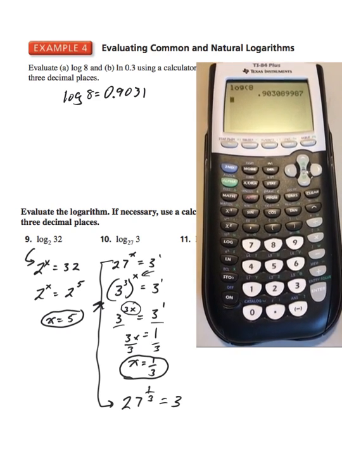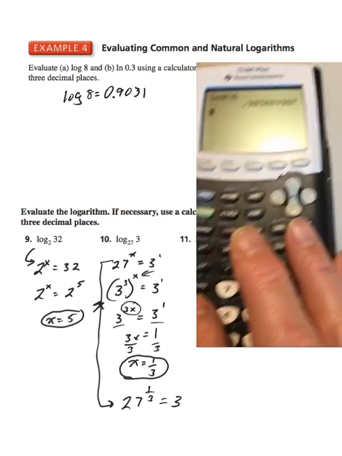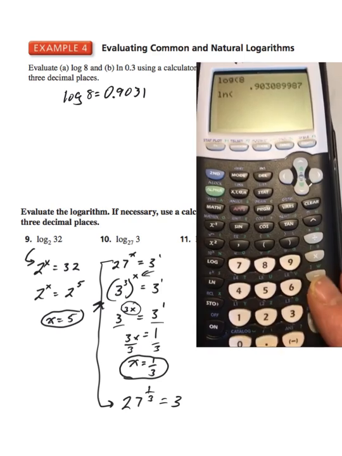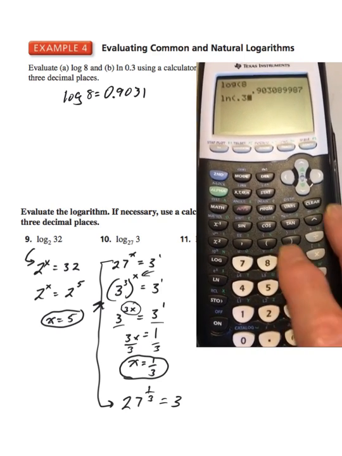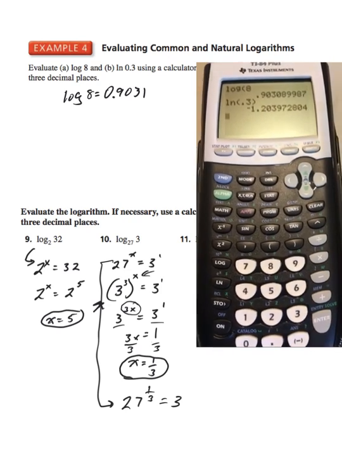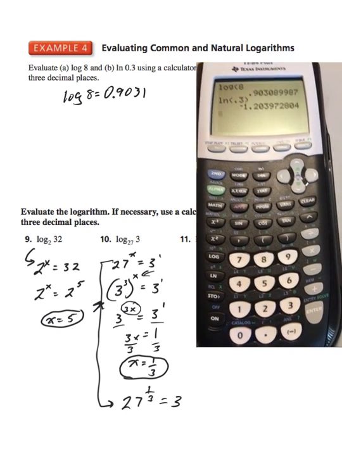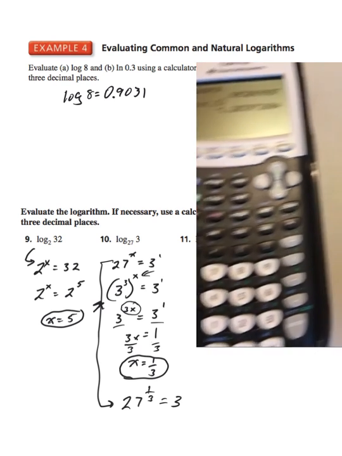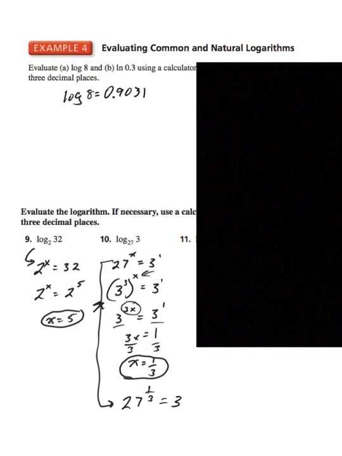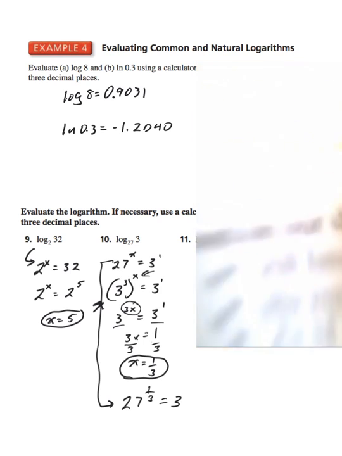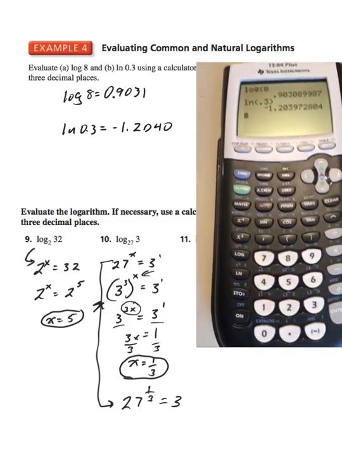Okay, so the next one says ln 0.3. So natural log of 0.3 means that we're going to go to ln right here. Push that, and 0.3. You don't have to close the parentheses, and the answer here is negative 1 point, natural log of 0.3 equals negative 1.2040 if you round it to the thousandths place. So anyway, that's how we're going to do those numbers with the calculator.